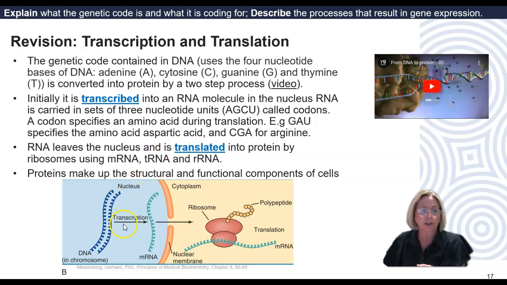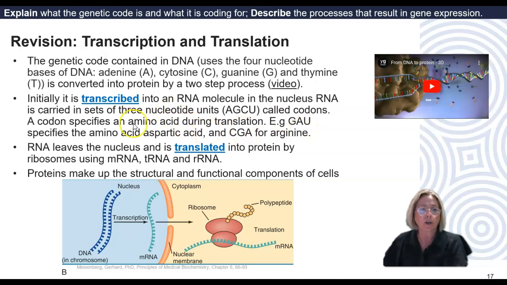And this occurs in the nucleus, and it's called transcription. Now, the RNA is carried in sets of 3 nucleotides as well, and it uses the 4 nucleotide bases adenine, guanine, cytosine, and uracil. These combinations of 3 nucleotides, or letters, are called codons. Each codon will specify an amino acid during translation, which is the synthesis of a protein according to the sequence in the messenger RNA molecule.